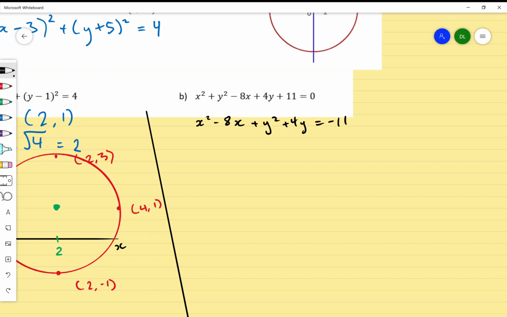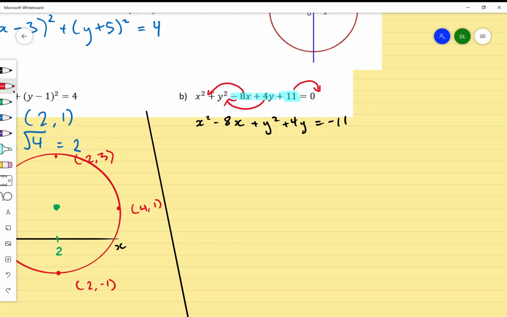So all I've done is I've moved this value and this value. So I end up with that value there, and I've kept that there. And I've also moved the positive 11 to the right-hand side as well.